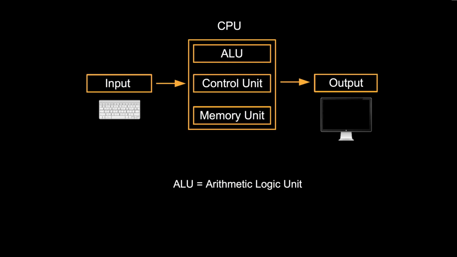So let's look at the CPU a little more closely now. It essentially has three different components in it: the ALU, or arithmetic logic unit, the control unit, and something called the memory unit. The CPU takes information in the form of inputs from things like a keyboard, performs a bunch of operations on that input, and then makes an output to something like a monitor.